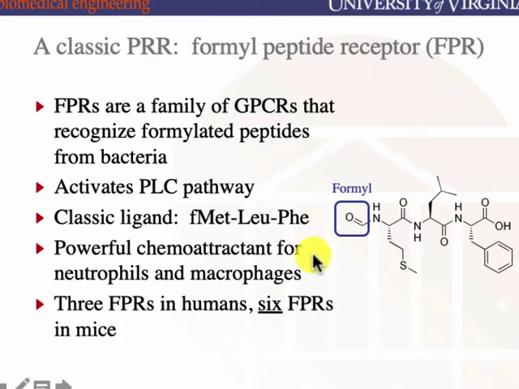So this receptor is going to specifically bind this formyl group on the methionine, and it's going to act again as a GPCR and act as a chemoattractant. There are three of these receptor types in humans, and there are actually six in mice. Anyone want to fathom a guess why we have three and mice seem to be so much more able to handle bacteria?